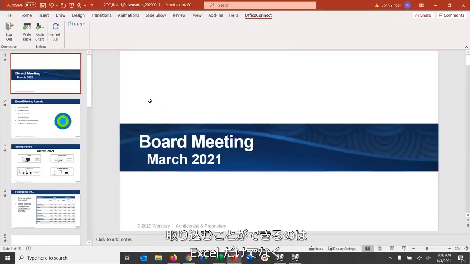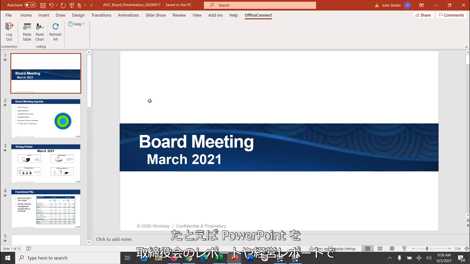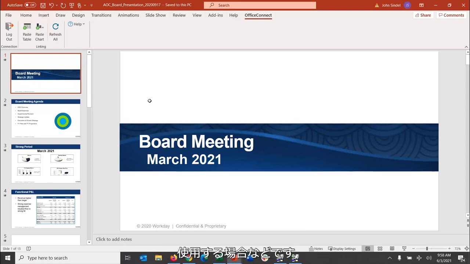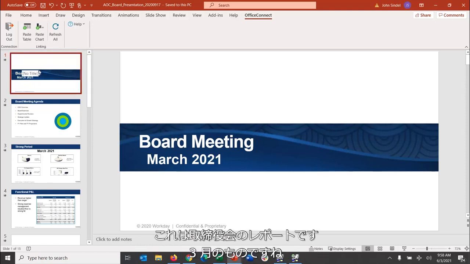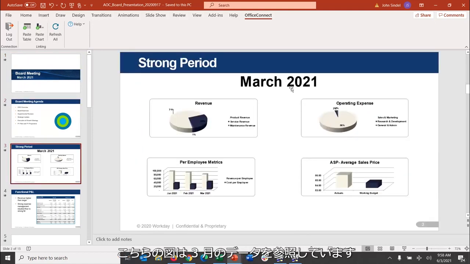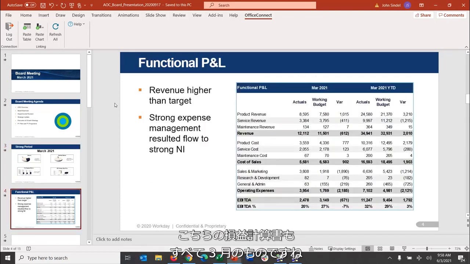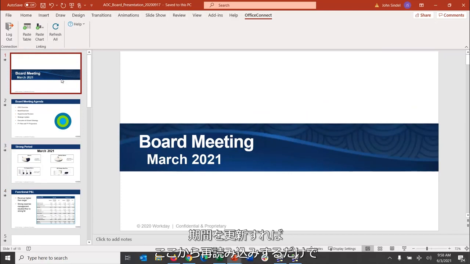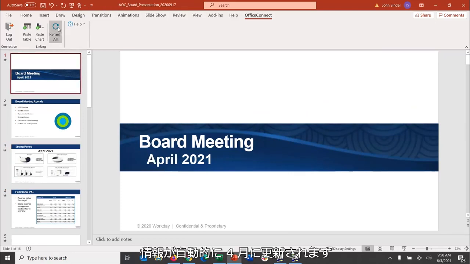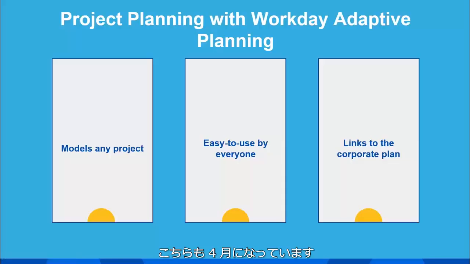But it's not just Excel, it's the whole Microsoft Office suite. And what we give you the ability to do here within the suite is to use PowerPoint maybe for board reports or management reports. Again, we're looking at a board report here, looking at March. Here's a nice agenda. Here's a graphic, if you will, looking at March, and here's a P&L, looking at March periodic, March year to date. You know that we update our time period, so wouldn't it be nice to simply refresh this and have this automatically update with April, April, and April.